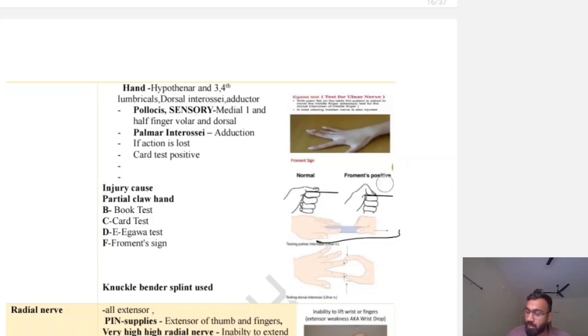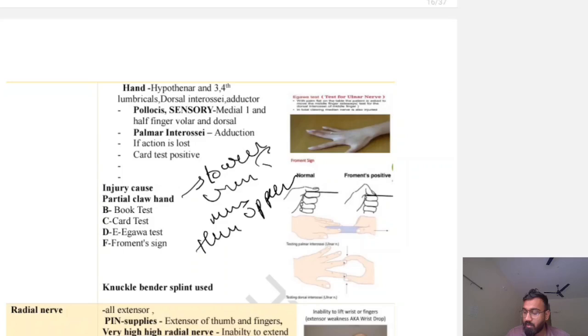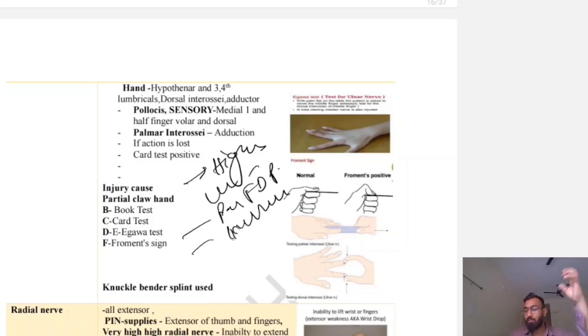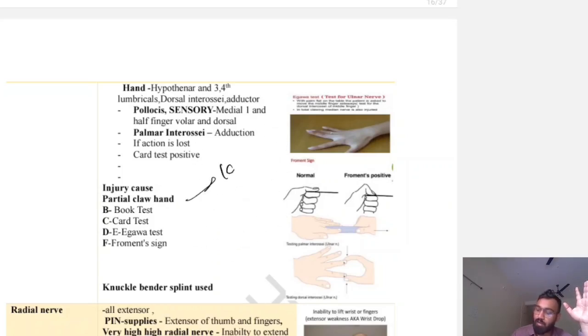Now there is a concept that lower ulnar nerve injury causes more clawing than high ulnar nerve injury. Why? Because in high ulnar nerve injury, there is paralysis of FDP as well as intrinsic muscles. So FDP will not be able to flex the DIP joint, so there is less clawing.